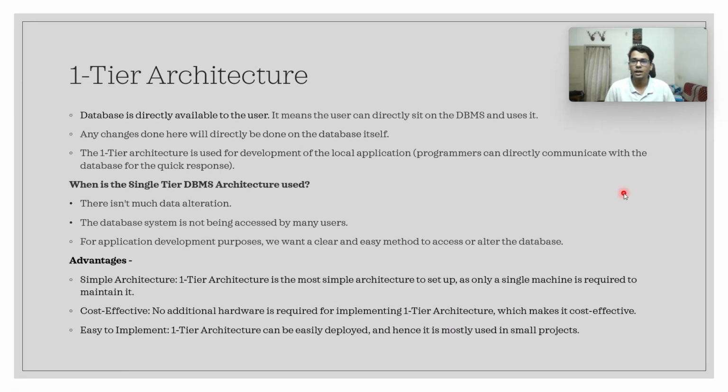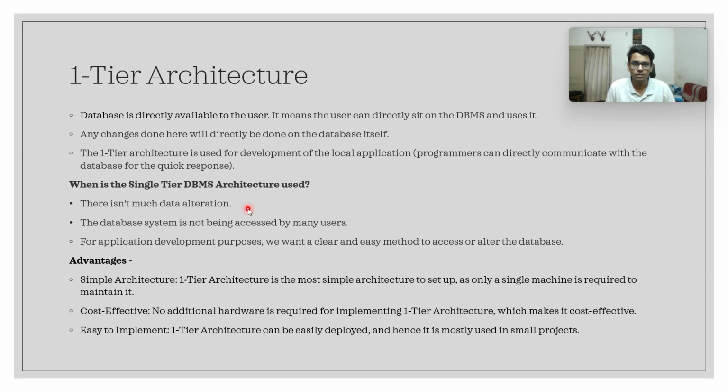So now let's have a brief about the one tier architecture. The database is directly available to the user. It means that any changes that the user makes are directly reflected on the database itself. The one tier architecture is generally used for the development of local applications and is preferred by programmers for direct communication with the database, since it results in faster responses.